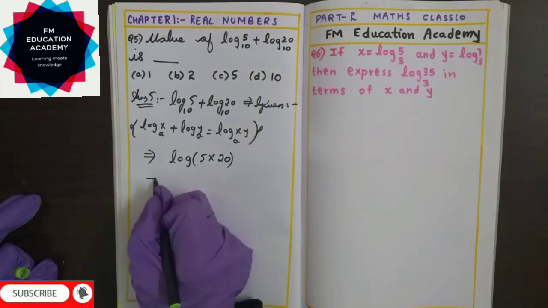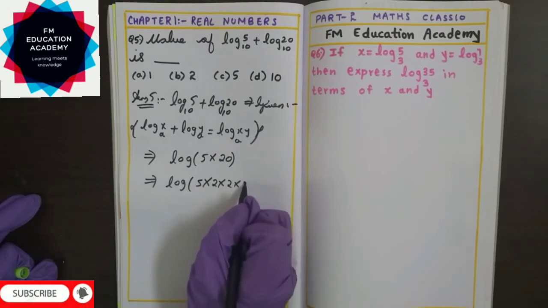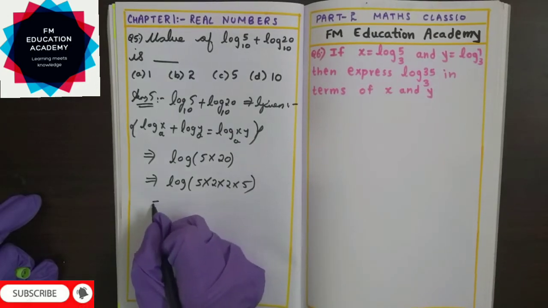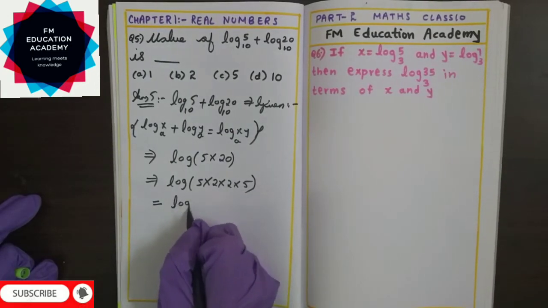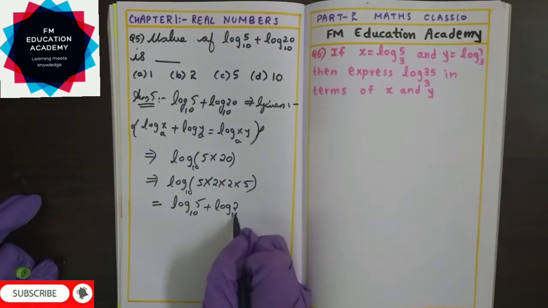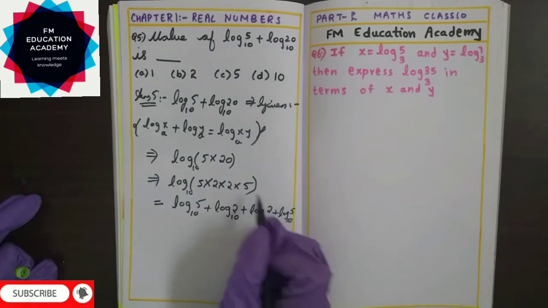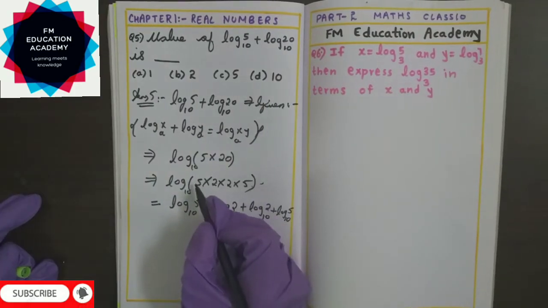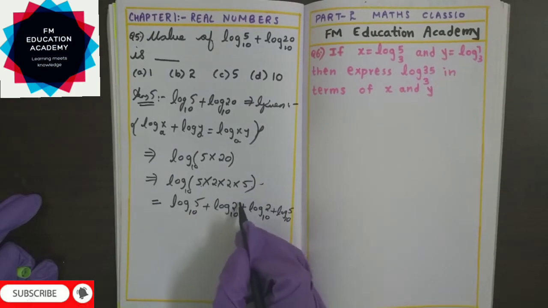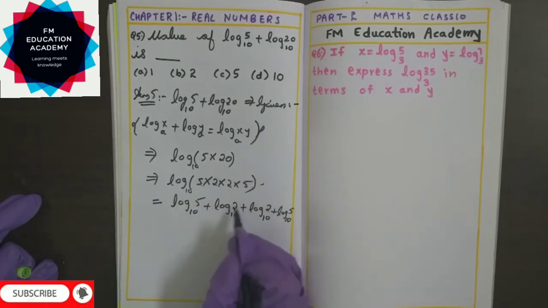Now I can further expand 20 as 2 into 5, because 2 fours are 8... 4 fives are 20. Now again I can write this as log 5 to the base 10 plus log 2 to the base 10 plus log 2 to the base 10 plus log 5 to the base 10, because the rule is applied in reverse. Or we can say log of w x y z is equal to log w to the base a plus log x to the base a plus log y to the base a plus log z to the base a. That is 4 terms here, so we are applying and writing plus.